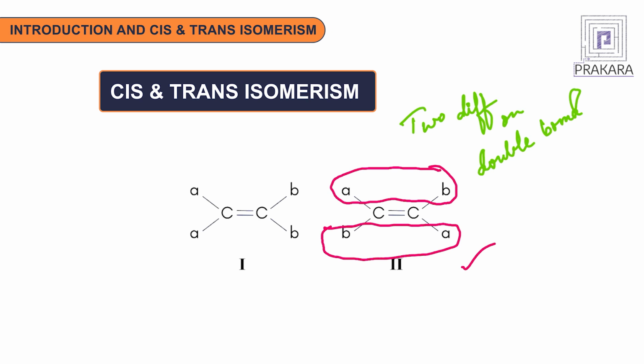But here, if you see, the groups are totally the same. So no geometrical isomerism is possible for the first example. First of all, each double bonded carbon must possess two different groups. If they have the same groups, then geometrical isomerism does not occur. Now let us take an example for cis and trans forms.